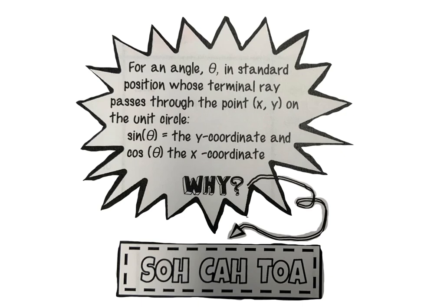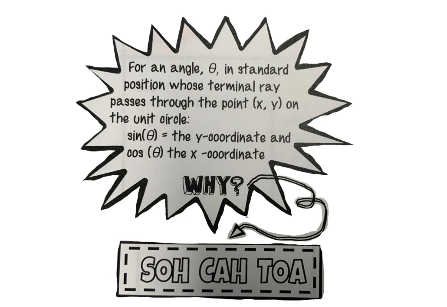For an angle theta in standard position, the terminal ray passes through the point x, y on the unit circle. So the sine value is my y, the cosine value is my x. Why does that always work? SOHCAHTOA, all right? And remember, in a unit circle, your radius is 1. So your hypotenuse of every point when you create a right triangle is going to be 1, which eliminates your denominator for sine and cosine.